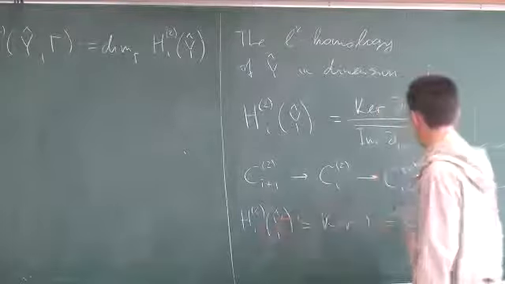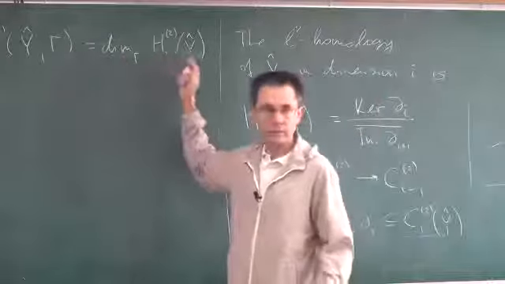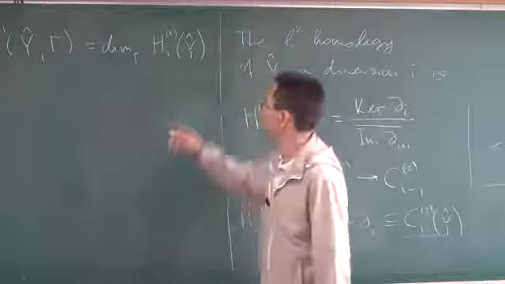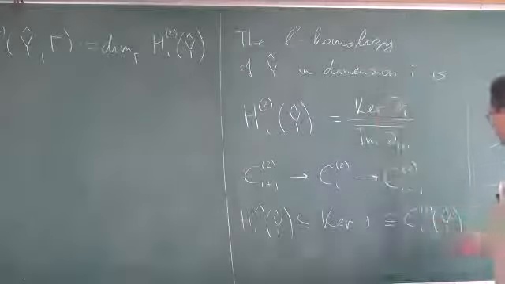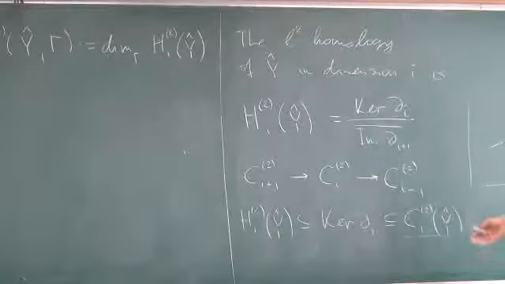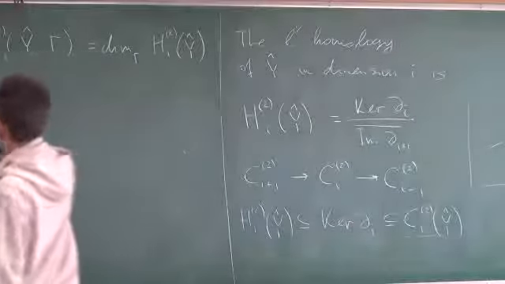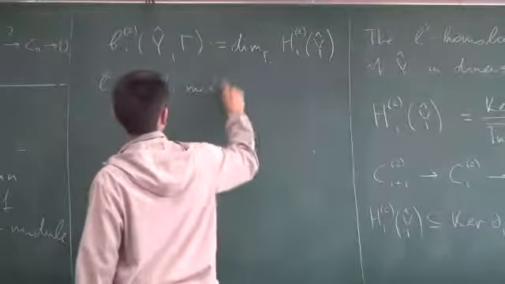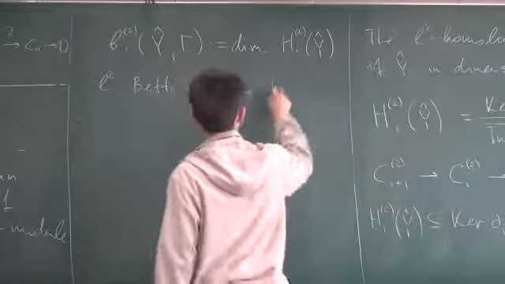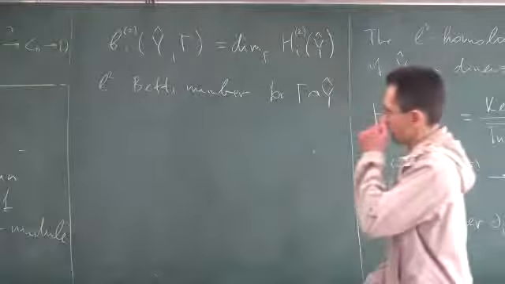Since this is a Hilbert gamma submodule, we can define the dimension of that in the usual way, which is: you pick some orthonormal bases, then project to the ambient space and take the sum of squares of the norms. So this is the i-th L2 Betti number for the action of gamma on y hat.